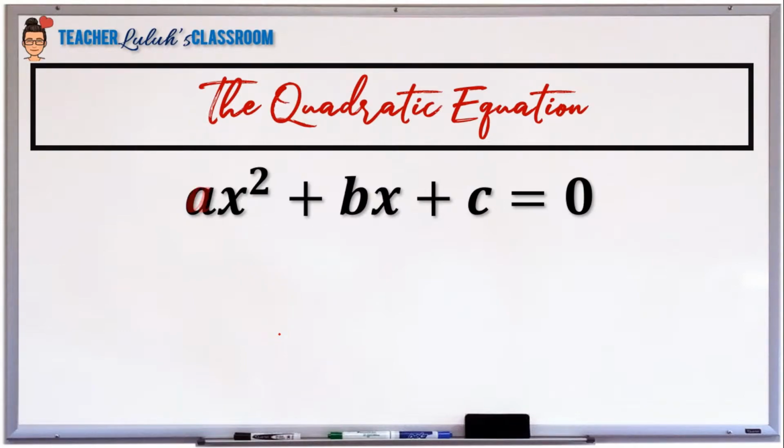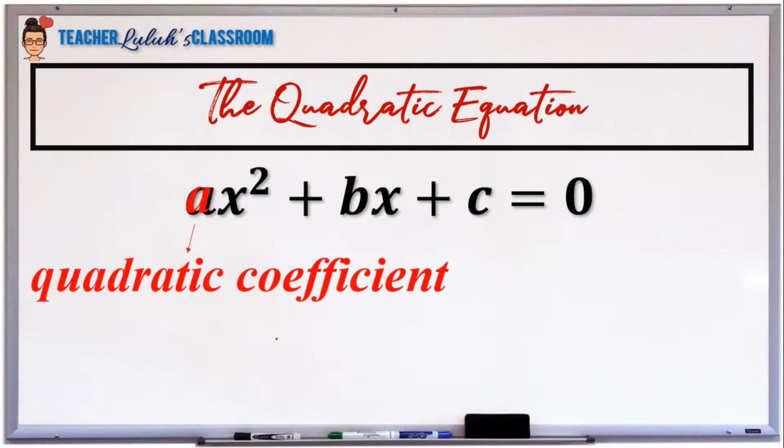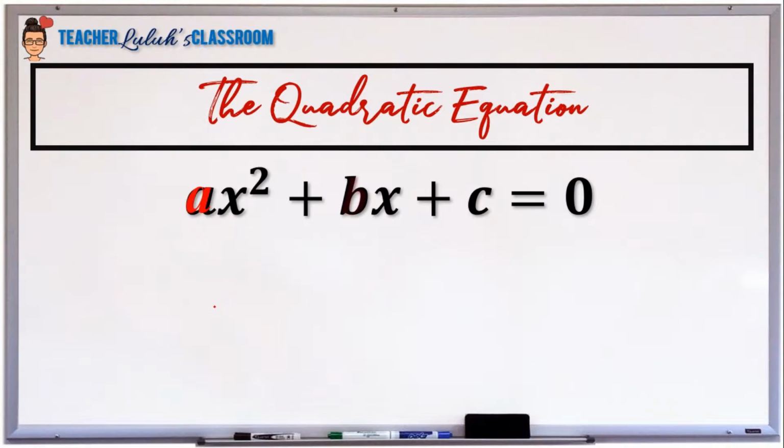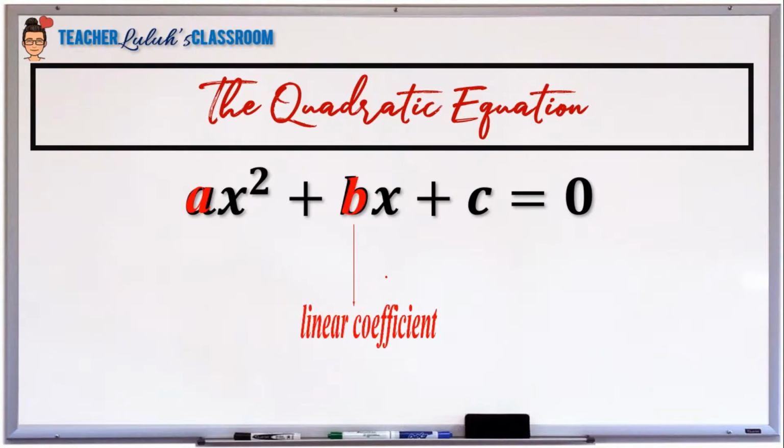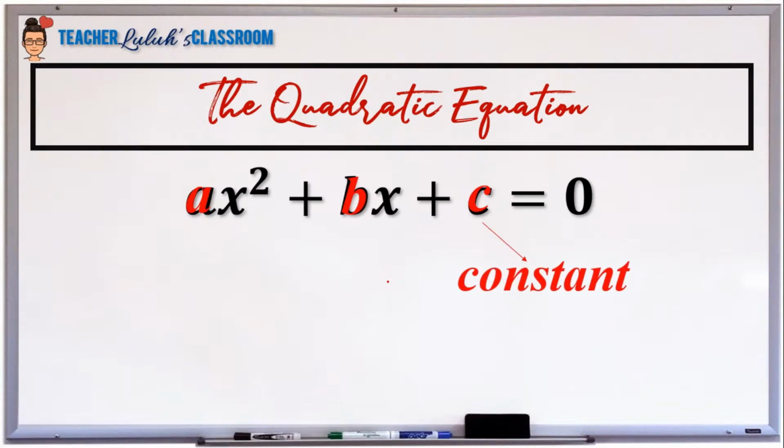In this equation, a is what we call the quadratic coefficient. It is called quadratic coefficient because it is the coefficient of x squared, the one with a degree of 2. And then b is called the linear coefficient. It is called linear coefficient because it is the term with x, with exponent 1. That's why it's called linear. And the last one is c, and it's called the constant. It doesn't have any variable with it. So it is constant. So we have the three, a, b, and c.